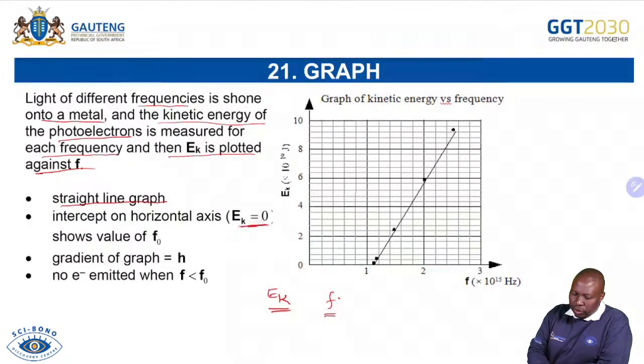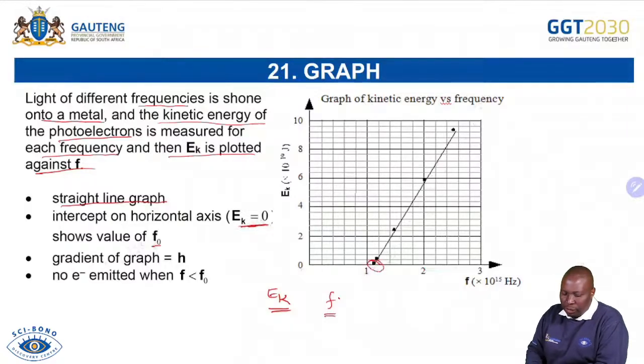When EK equals 0, we're talking about the threshold frequency. You will always get the threshold frequency where the graph cuts the x-axis. I hope we are together on that one.